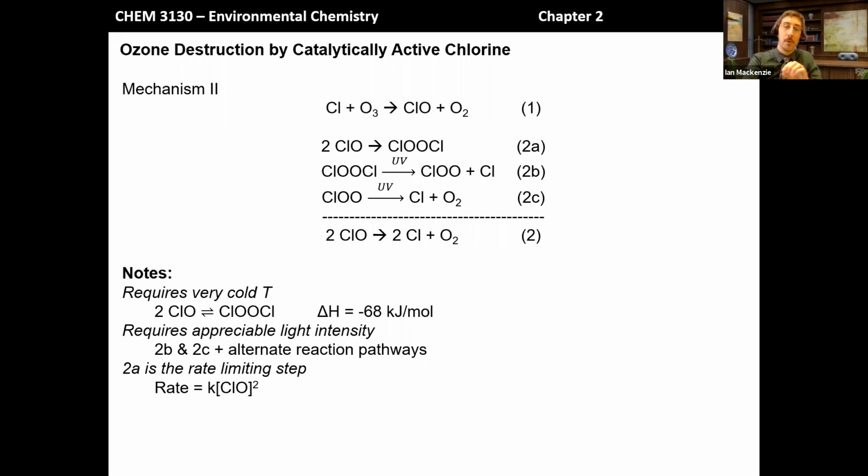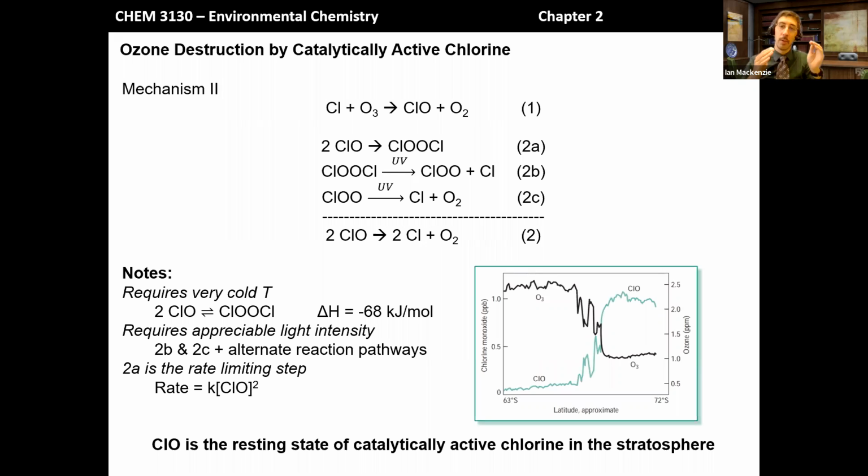What comes out of all of this, if you're following with me, is that in this catalytic cycle of taking atomic chlorine, destroying ozone to get to chlorine monoxide, and then regenerating the atomic chlorine, in this whole cycle, chlorine monoxide is the resting state.